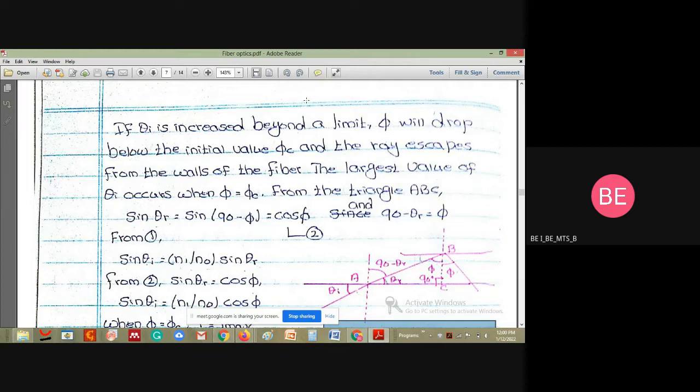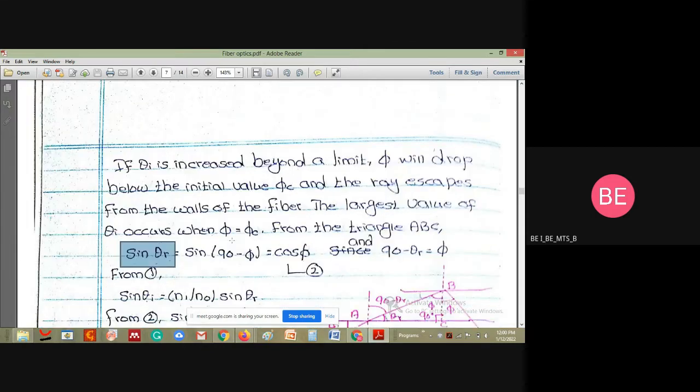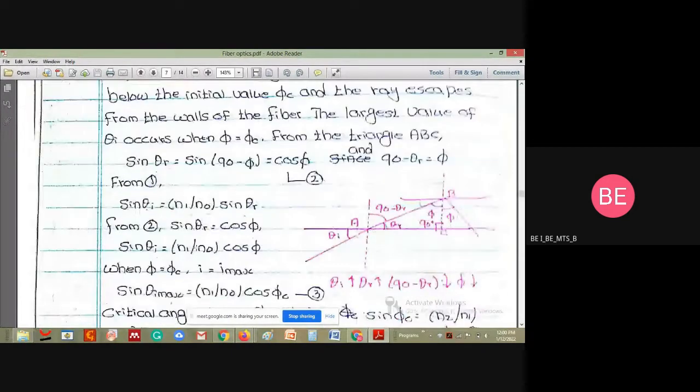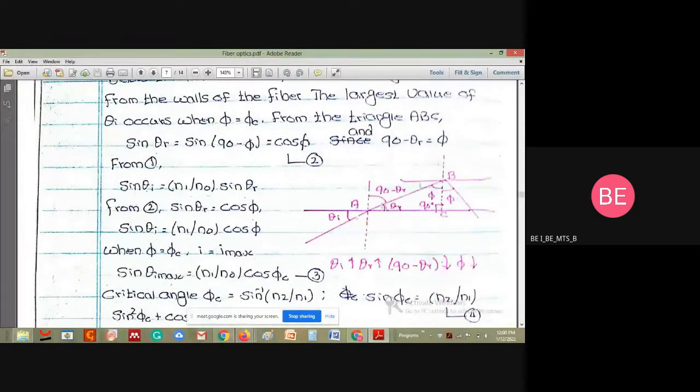Right? So let us try to find the value of sine theta r. In this equation, we have this sine theta r. So let us calculate the value of sine theta r in equation number 1. You already know this theta r is equal to how much? Could somebody tell me what the value of theta r is?